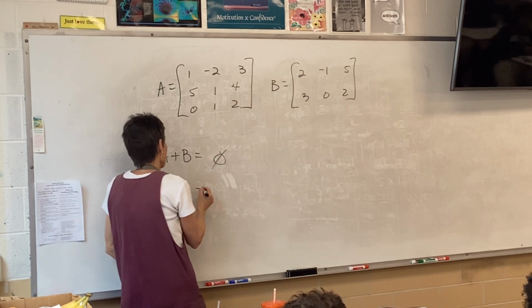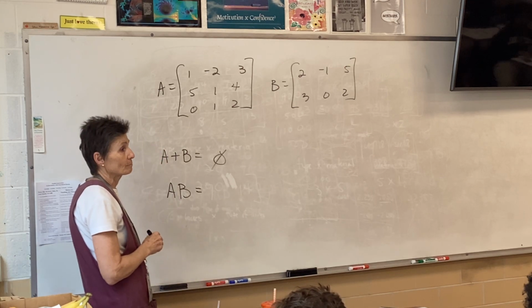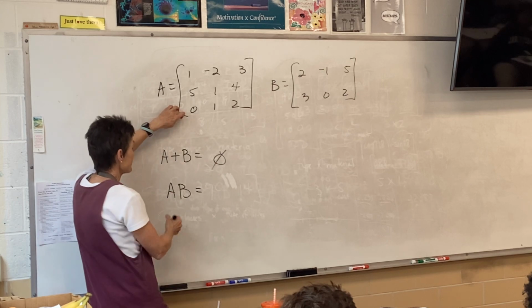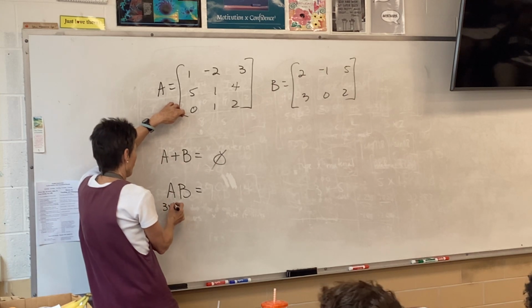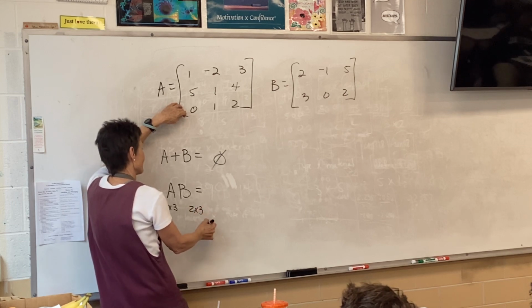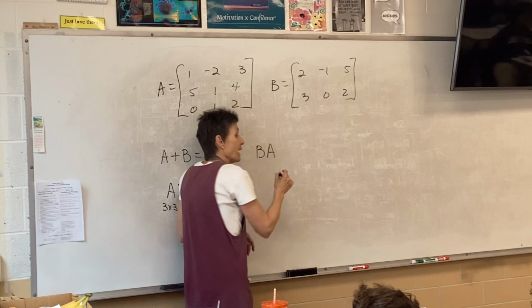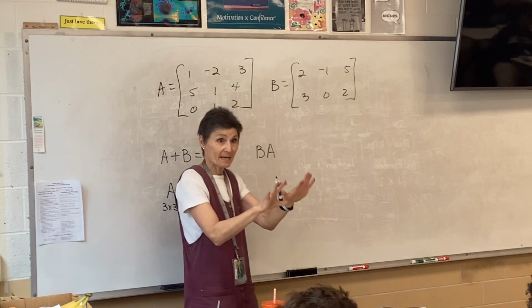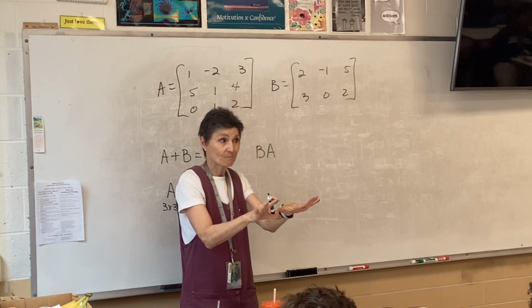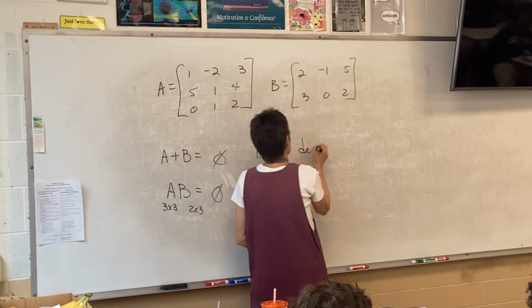How about this? Can I do this? What are the dimensions of A? What are the dimensions of B? Can I do this? Nope. But can I do B times A? And we just did some multiplication. Are you okay with that? Good with multiplying. All right, what if I said this?